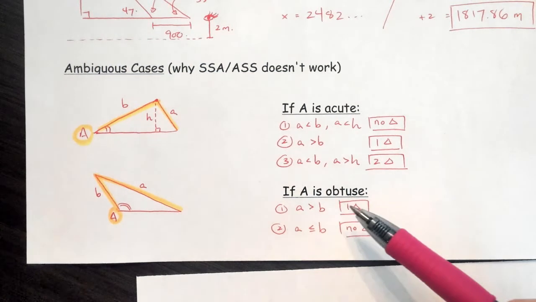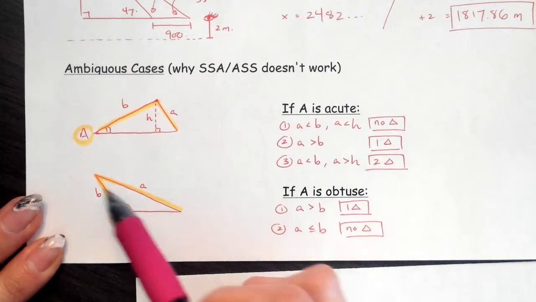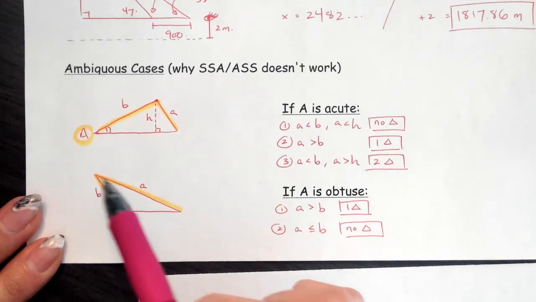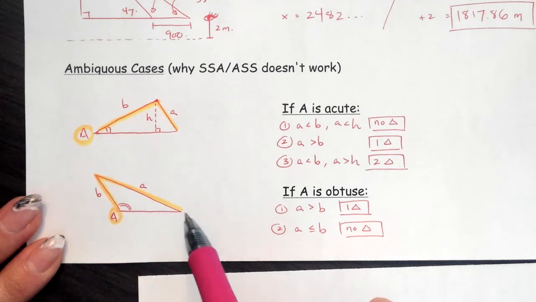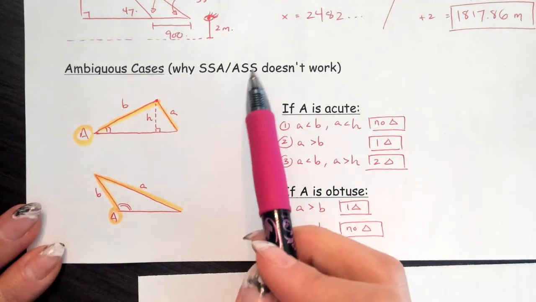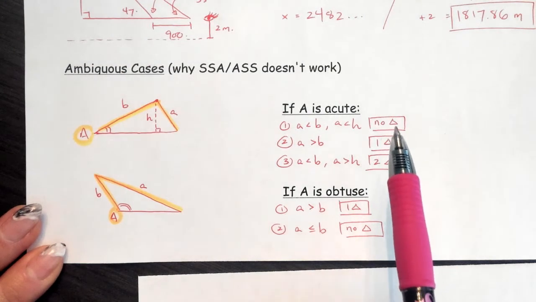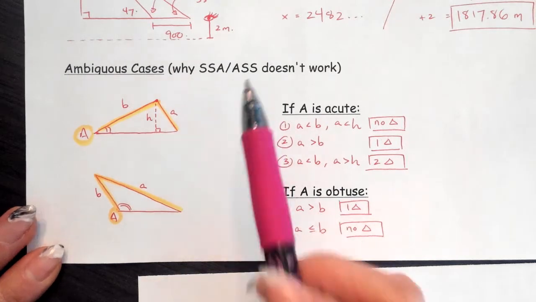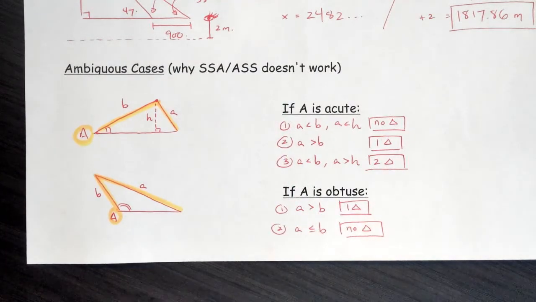If A is obtuse, so A is big, then if A is bigger than B, I see there's a triangle that can happen. But if A is too short, if A is only this long, then it never reaches down here, so that's why it says no triangle. So it is possible for ASS to give us no triangle, one triangle, or two triangles, which is why ASS did not work 2 years ago, and it still does not work. And that's why it's annoying and we have to draw it a certain way.